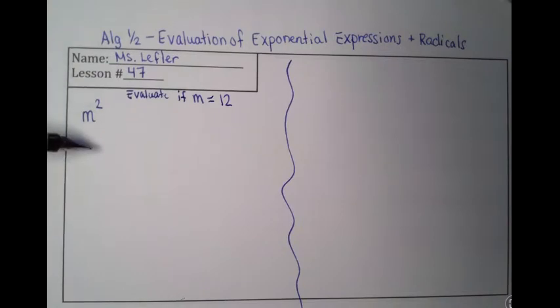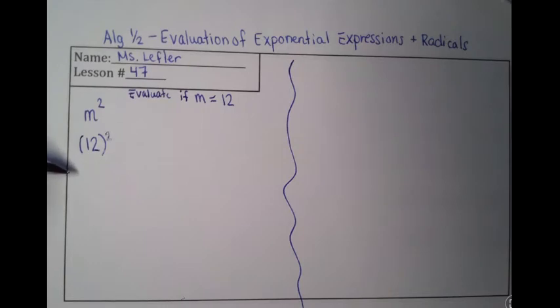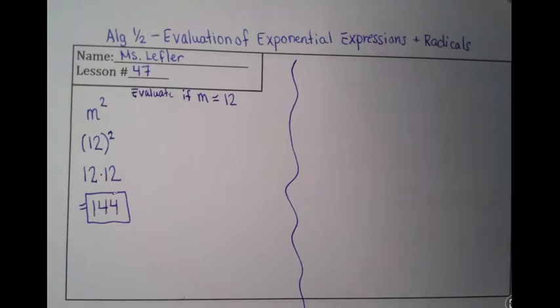So in order to evaluate it, all I would have to do is plug in 12 or replace the m with 12 and take 12 to the second power. So m squared becomes 12 squared. What is 12 to the second power? 12 to the second power is just 12 times 12, which is 144. So that's a pretty simple example.